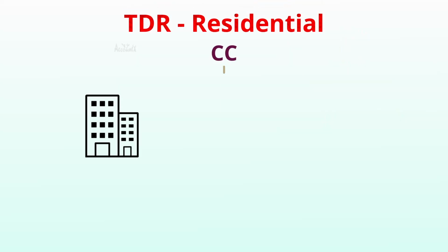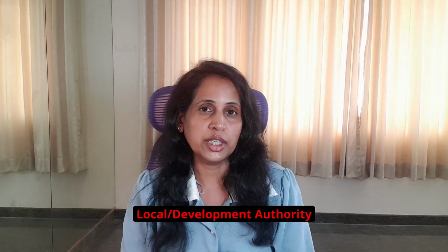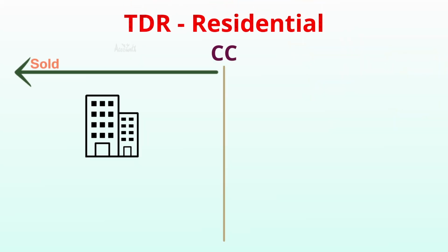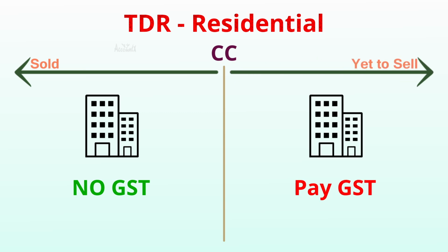Let's first talk about residential projects. If you sell apartments before CC, now what is the CC? Completion certificate. It is the date of issue of completion or occupancy certificate by local authorities like BBMP, BDA, BMRDA, and this is issued once the construction is completed. Now coming back, if you sell apartments before CC, no GST, but for apartments remaining unsold at the time of CC, you'll have to pay GST under RCM.